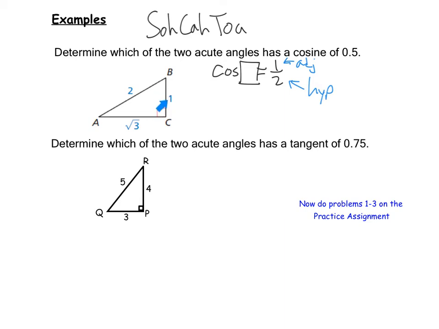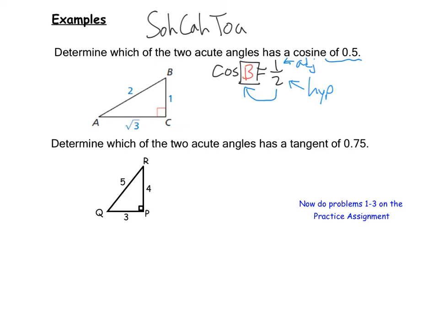This side is 1, and what is it adjacent to? Is it adjacent to A? No, it's not adjacent to A. Is it adjacent to B? Yes, it is, all right? So the angle that we're looking for is B. So what we just did is, knowing the cosine, we found the angle by looking at the triangle, all right? We're kind of going backwards. Now, instead of finding the ratio, we're finding the angle, all right?